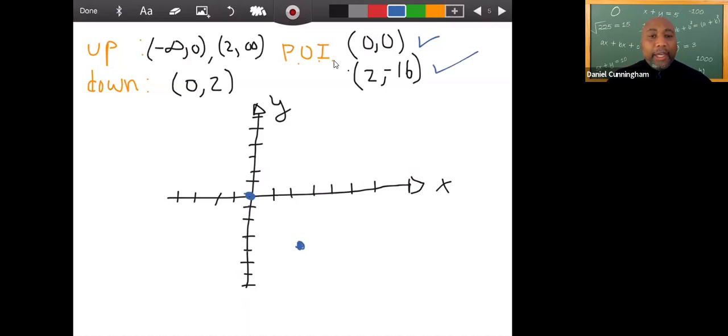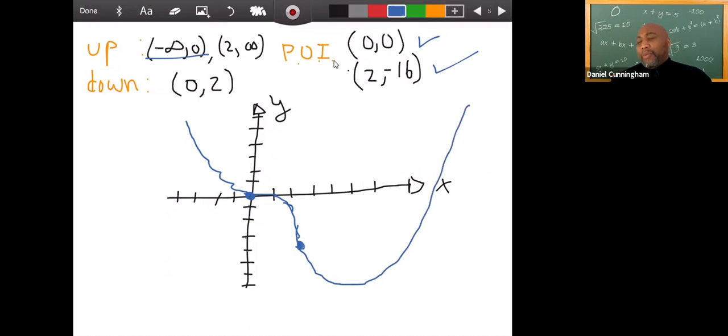And then the second thing is to do the concavity, concave up or down. So from negative infinity to 0, it's concave up. So it's going to look something like this. Again, we're just sketching a graph. And then it's going to go concave down here from 0 to 2. And then it's going to go concave up for the remaining part. So that's the sketch of our graph.